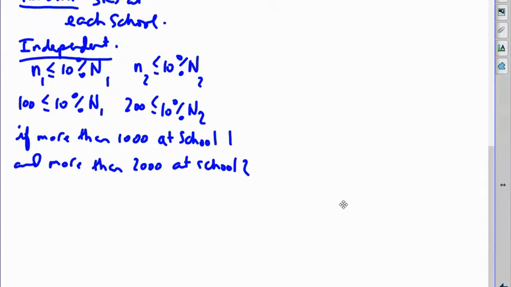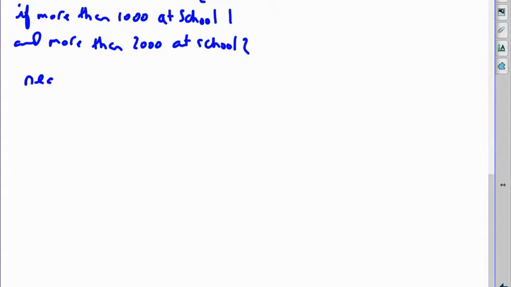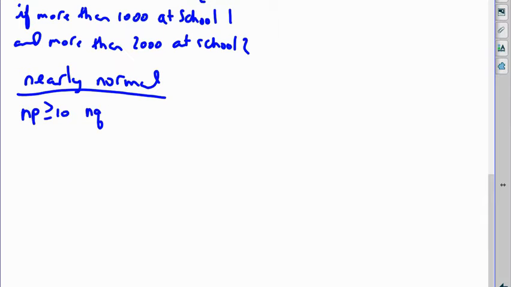Let's check if it's nearly normal. So let's move this up. Nearly normal. And so now we need n times p to be greater than or equal to 10, and n times q to be greater than or equal to 10, and that's going to be for group 1 and for group 2. I'm just highlighting the fact that you have to check it for both groups.